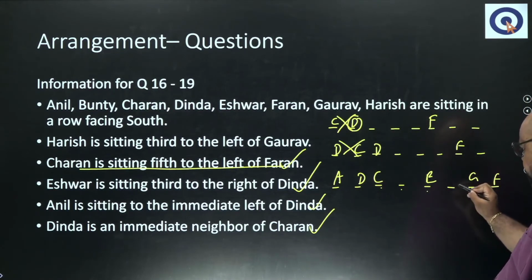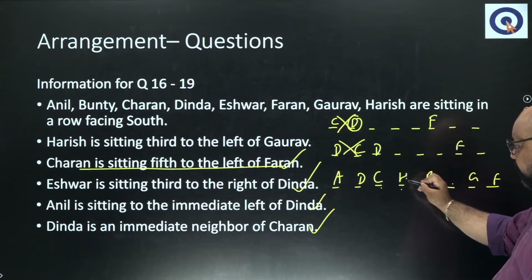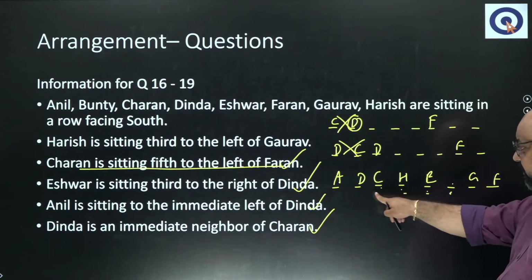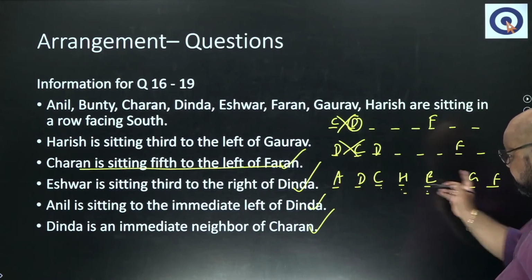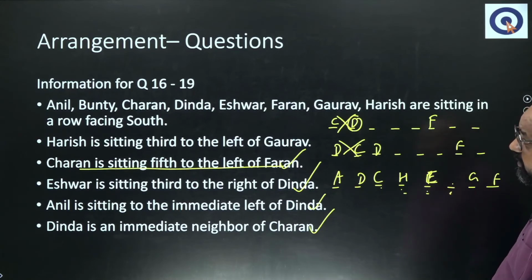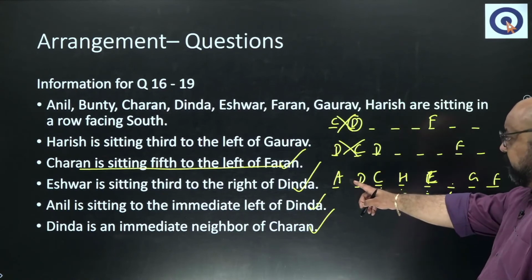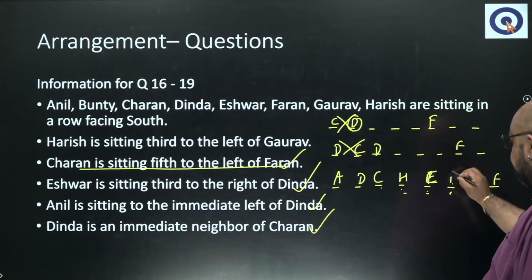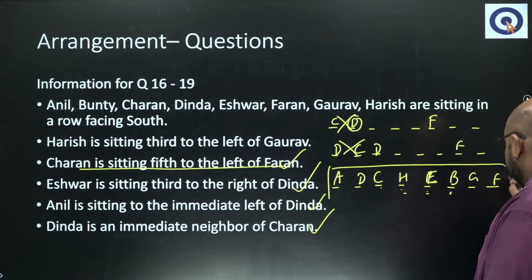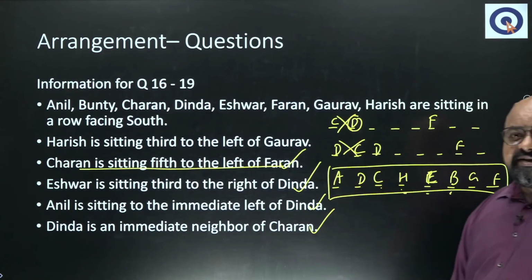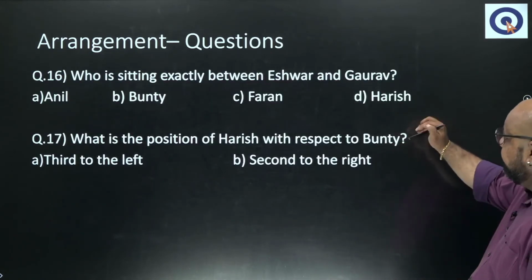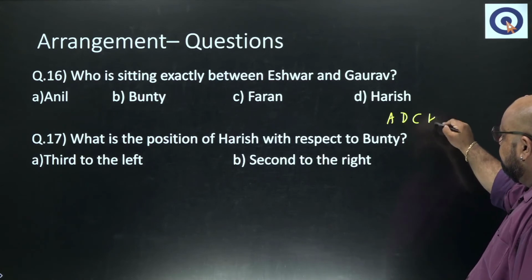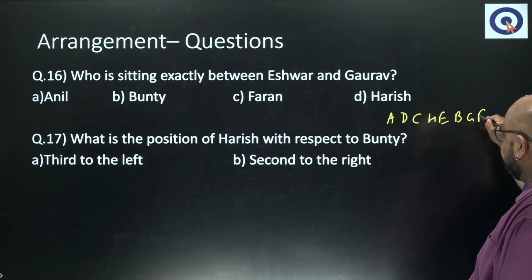If Gaurav sits here, Harish will be 1, 2, 3, third to the left. If I make Gaurav sit here, 1, 2, 3, this position is already taken. If I make Gaurav sit here, 1, 2, 3, the positions are already taken. So this is the only possibility left. And the people that are not sitting so far are A, C, E, F, G. So B comes here. This is the position in which they are sitting: A, D, C, H, E, B, G, F.